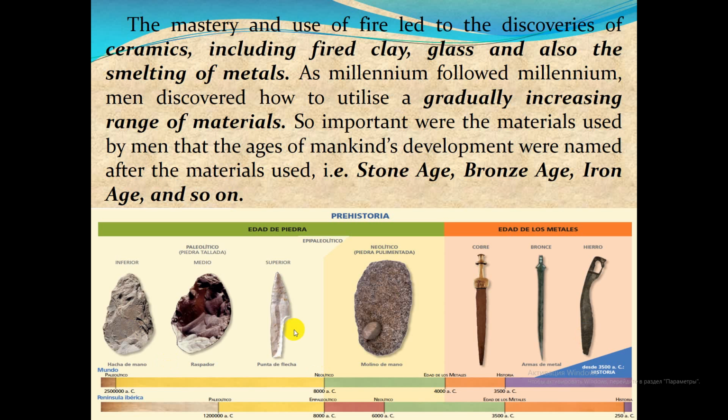So here you can see a history of materials from Paleolithic through Neolithic, added to the metals and other periods: copper, bronze, iron, metal.